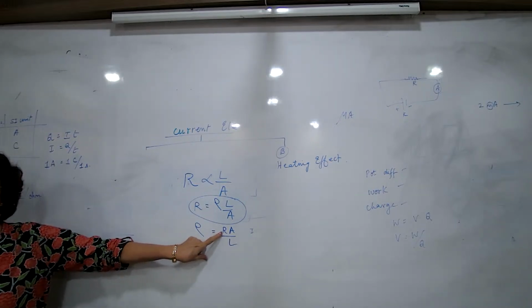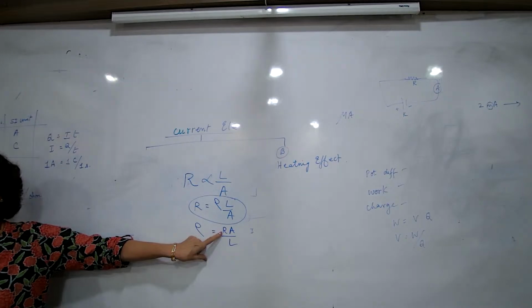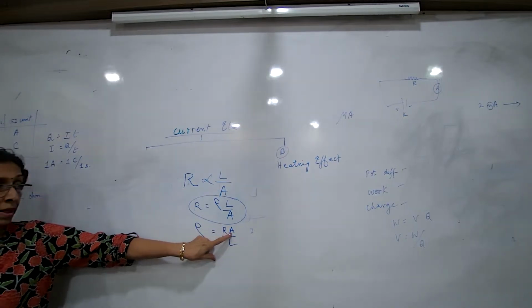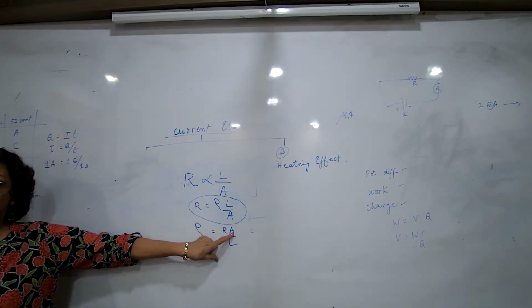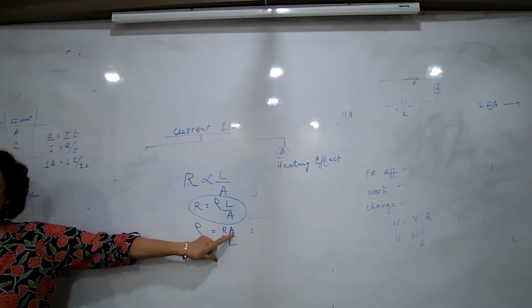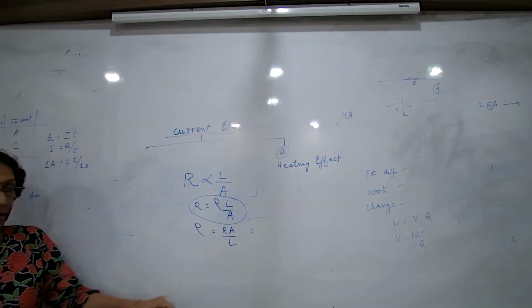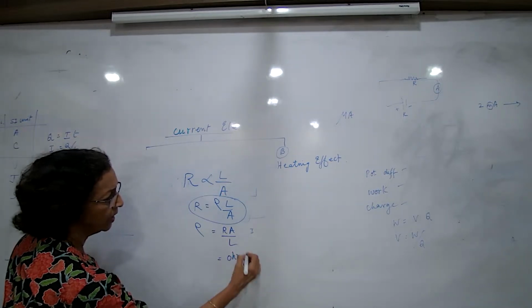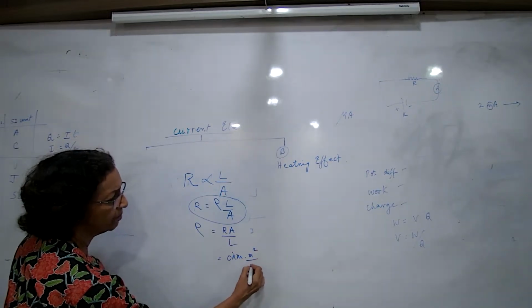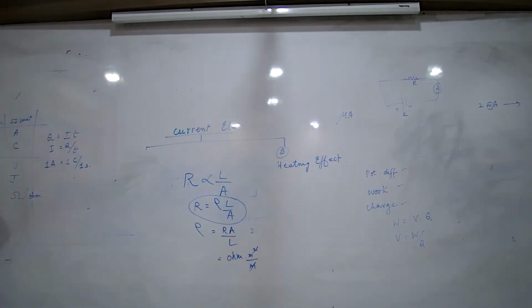What is this R? So what is the unit of resistance? Resistance, ohm. A is what? Area of cross section is what? Meter square. Yes. What is L? In terms of meter. Okay, now tell me. R is in ohm, area is meter square, and length is in meter. So this gets cancelled out. So what is the unit of resistivity? Ohm meter. It is ohm meter.